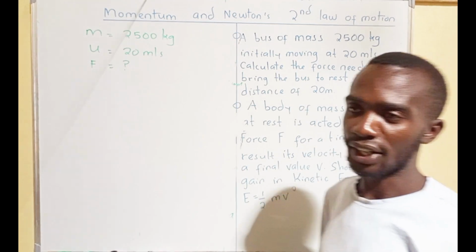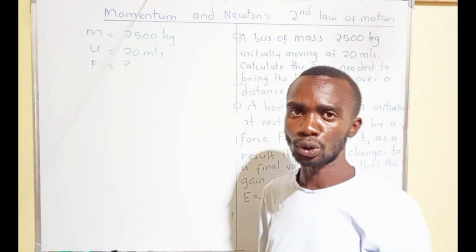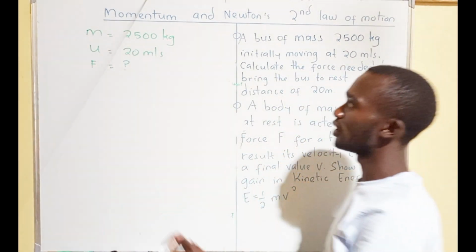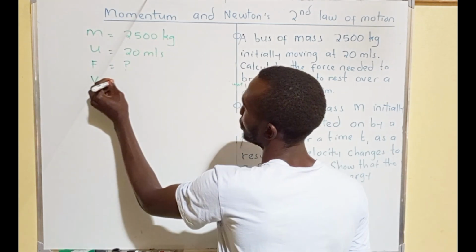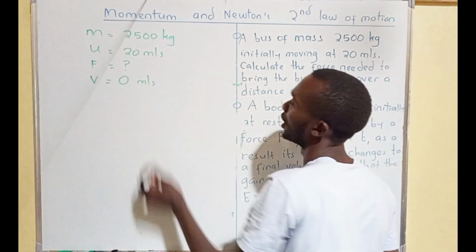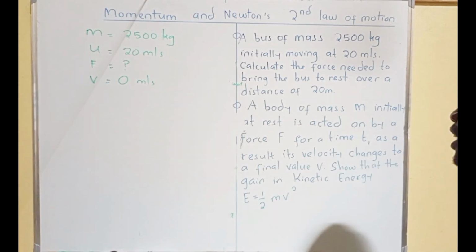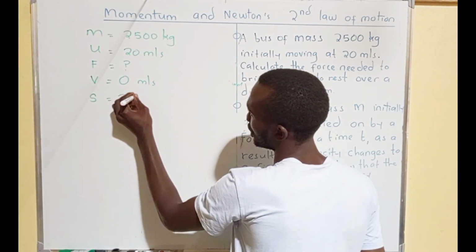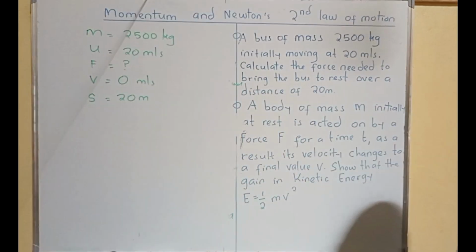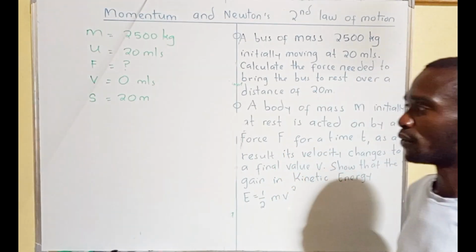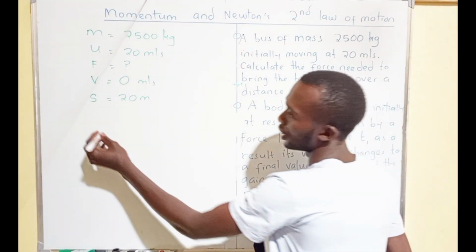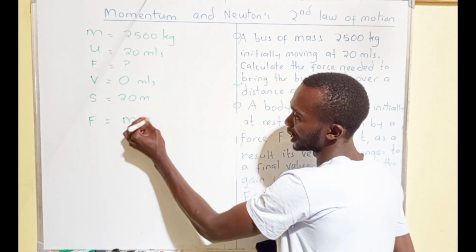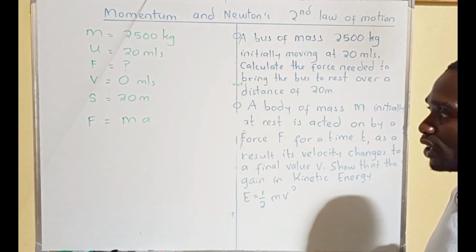When a body is moving and is brought to rest, the final velocity of this body reduces to 0. So the value of v is equal to 0 meters per second, to rest over a distance of 20 meters. So the displacement is equal to 20 meters. Calculate the force. From Newton's second law of motion, the force is the product of mass and acceleration.